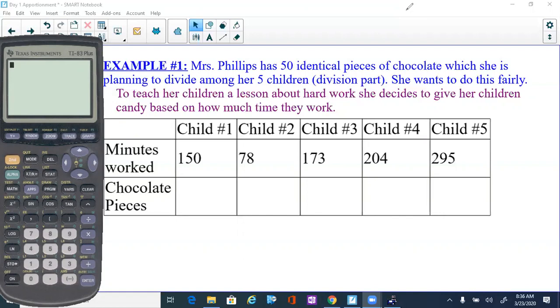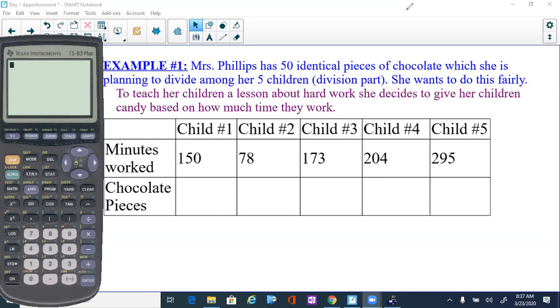Ms. Phillips has 50 identical pieces of chocolate which she is planning to divide among her 5 children. She wants to do this fairly because she knows not all 5 children are going to earn 10 pieces of candy apiece. So what she does is she decides to base it off of how many minutes they've actually worked.